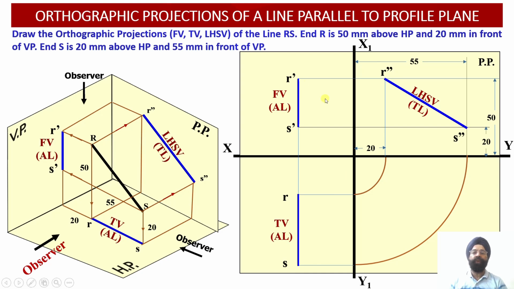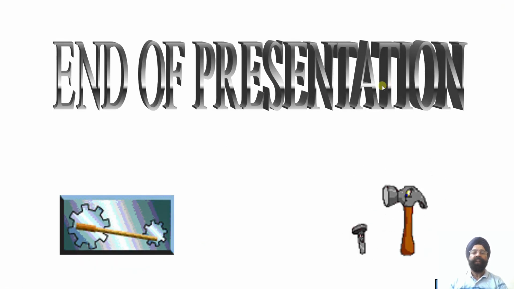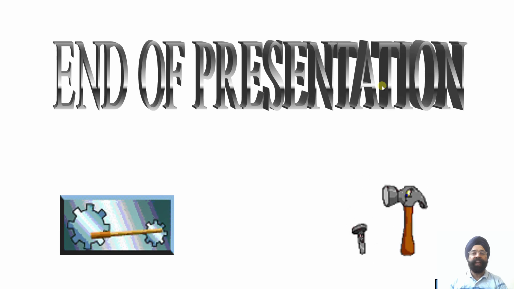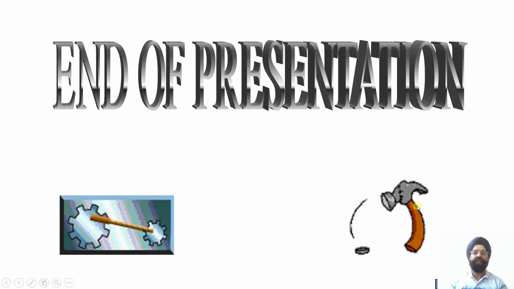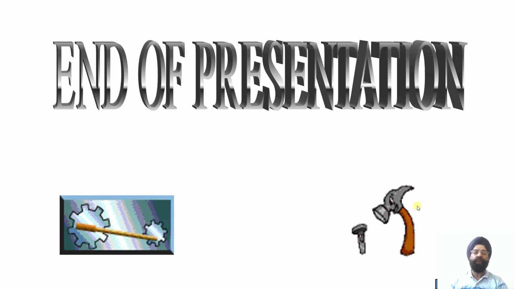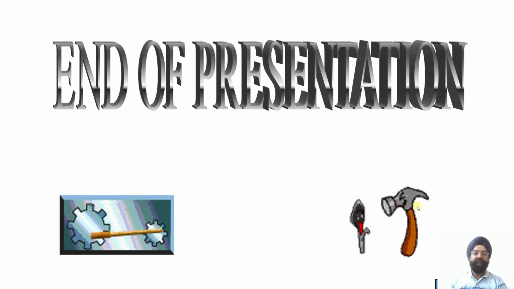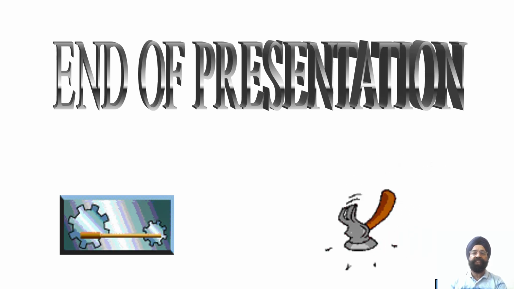So this is all for today. I hope that through this discussion you have understood the procedure to locate points spatially in the 3D coordinate system and the mechanism to evaluate the orthographic projections of a line which is parallel to the profile plane and inclined to the 2 reference planes, that is, the horizontal plane and the vertical plane. We'll continue with a few more illustrative cases regarding the projections of lines in the coming lectures.